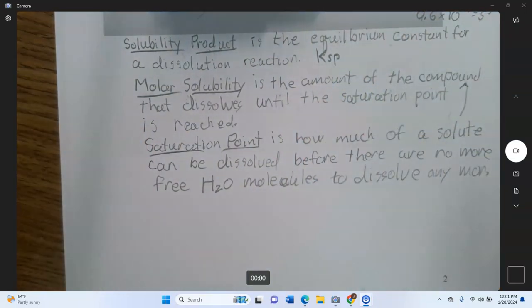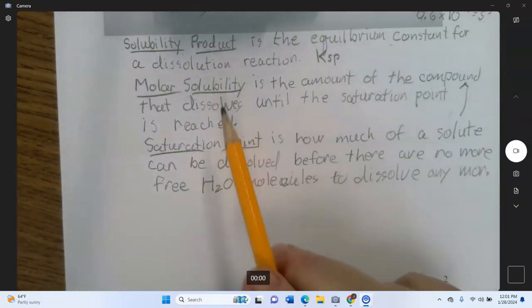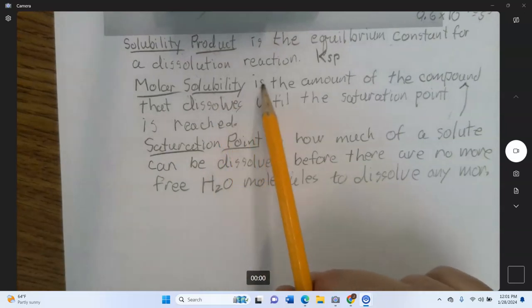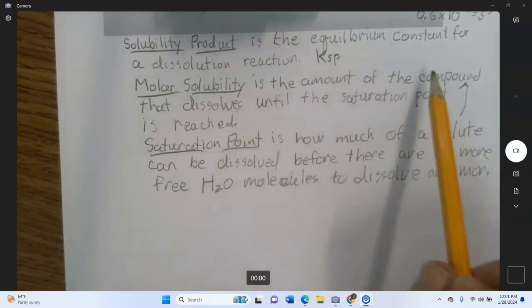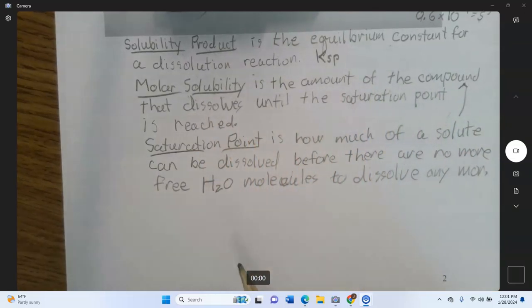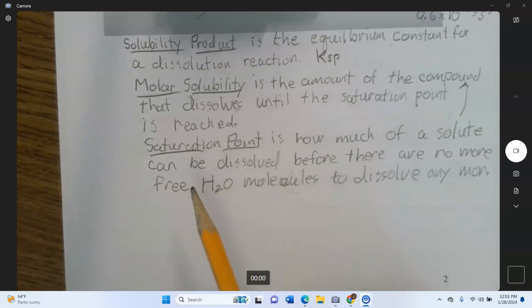It's how much is that reaction going to move from reactants over to products. Molar solubility, an incorrect definition was given in the lecture video. So molar solubility is the amount of the compound, that is the solute, that dissolves until the saturation point is reached. So basically that's the equilibrium point when it hits the saturation point.